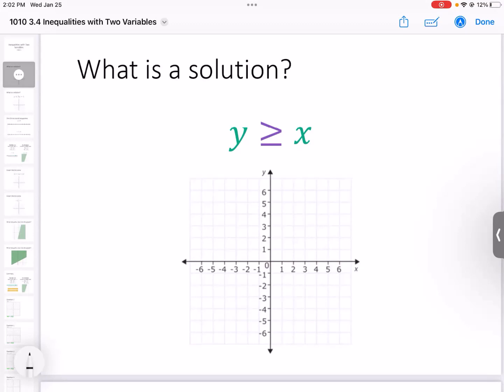Yes, 0, 0. Yep, that would work because 0 equals 0. And so if we plugged x is 0, y is 0, that would make a true statement. Any other solutions to this equation or inequality, I mean? Oh, 1, 1. Yep, that would be a solution. What was yours?